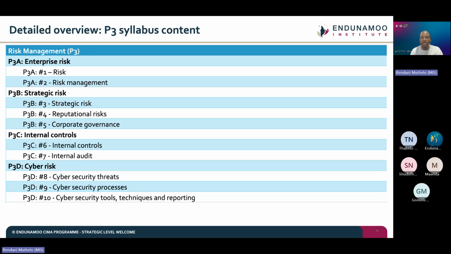Then we're going to talk about internal controls, as well as the role of internal audit in ensuring effective controls for an organization. And lastly, when we close off P3, we will then be looking at cyber risk, where now we are talking to cybersecurity threats. What are cybersecurity processes, as well as tools and techniques, as well as reporting of cybersecurity related risks. So that is our module here.